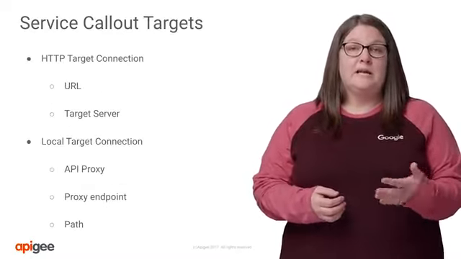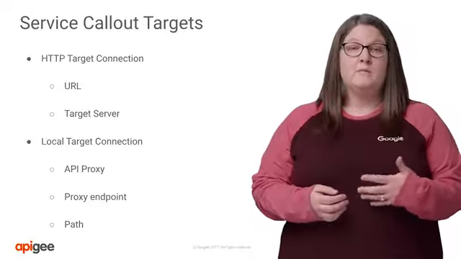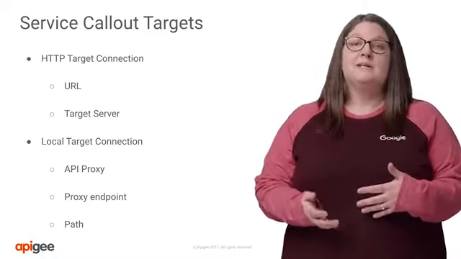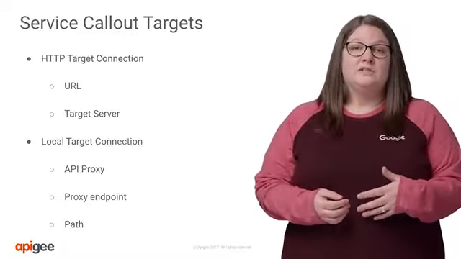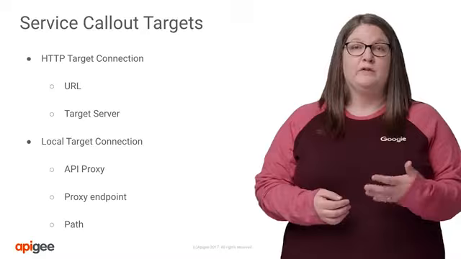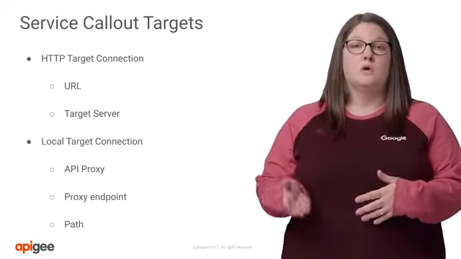Now, we aren't limited to API calls. The service callout can be used to call other proxies within the same organization and environment, just like in your proxy target. And as you can see here, the target connections are configured the same way that they would be for your proxy target, with either an HTTP target connection or a local target connection.